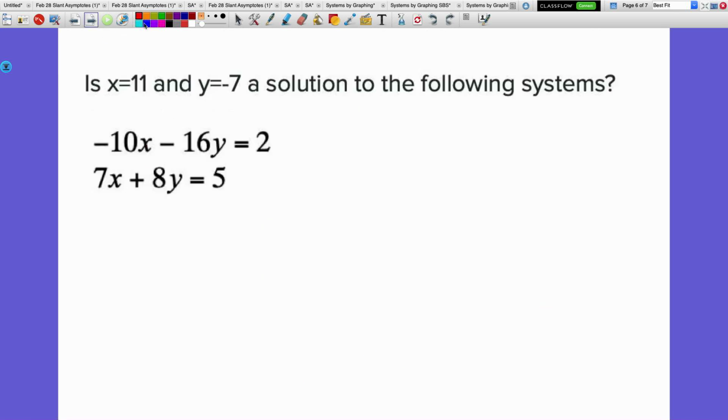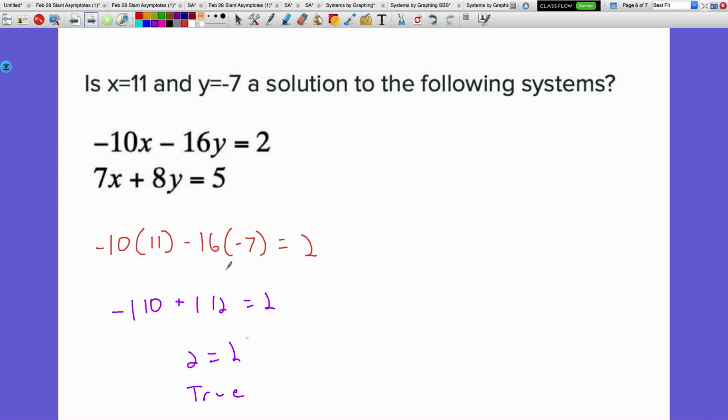All right. One more: is x equals 11 and y equals -7 a solution to this system? Let's find out. I'm going to go straight to doing the substitution now that I've had some practice. Multiplication before the subtraction, we get -110. Sorry. Minus, well, actually that'd be plus because it's a negative times a negative. 16 times 7 is 112. And we get 2 equals 2.